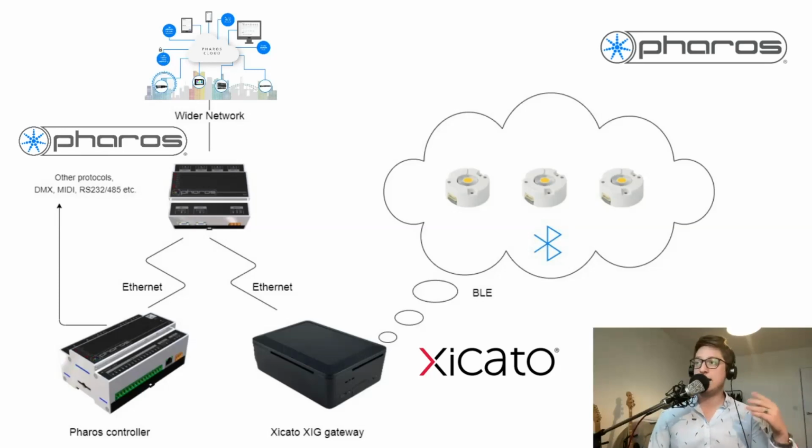Also, as I said before, you can use multiple protocols. You can still use DMX, MIDI, RS-232, 485 coming from the Pharos controller. There's nothing to stop you from using this alongside another system. And also, the Xicato system, via our I/O module framework, will now be able to publish data to our cloud system. So we'll be able to get back fixture information such as intensities or temperatures, and we can then publish that to our online cloud service. And I'll show you how to do that in a little while.